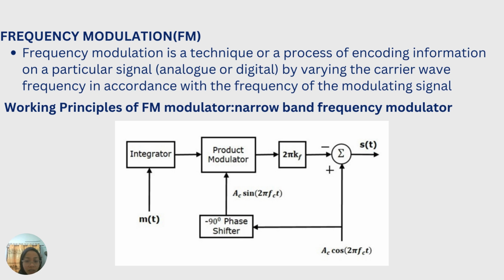This is then multiplied with 2 pi kf by inserting a block 2 pi kf in the forward path. Two inputs are given to the summer block, and they are nothing but the two terms of the NBFM equation. Both the carrier signal and the remaining term are given with positive and negative sign at the input of the summer block. Finally, the summer block produces the NBFM wave, which is a narrow band frequency modulated wave.